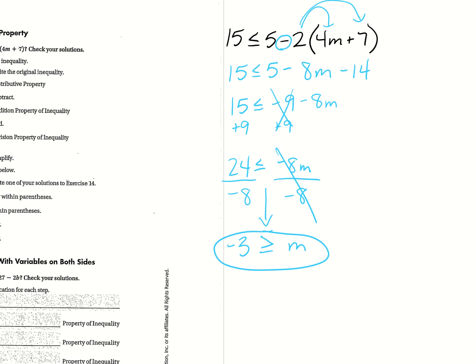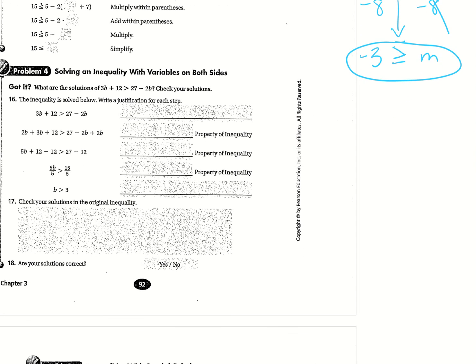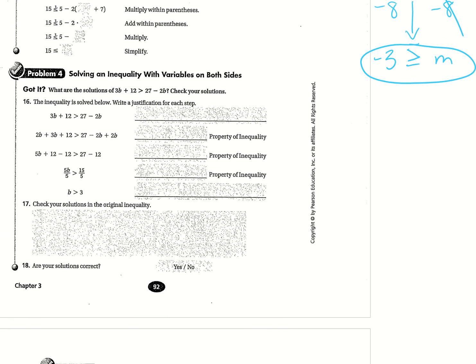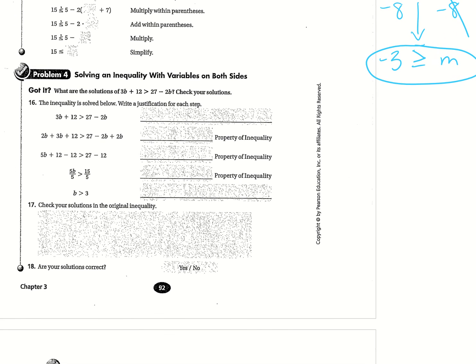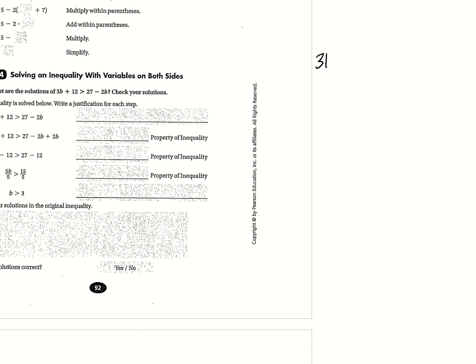All right. So once you've got that one done, we'll go ahead and move on down to problem 4 here, which is solving an inequality with variables on both sides. And this one, I want you to go ahead and try to do on your own. Nope. Just kidding. We'll go ahead and do this one together as well. So we have 3b plus 12 is greater than 27 minus 2b.